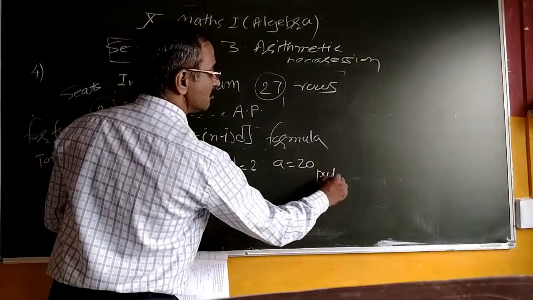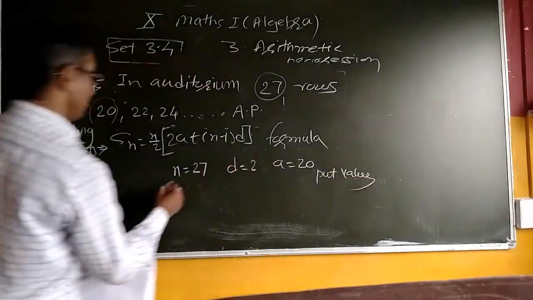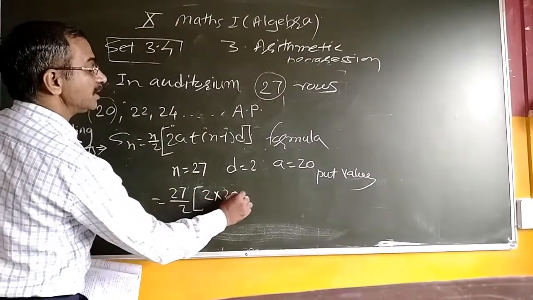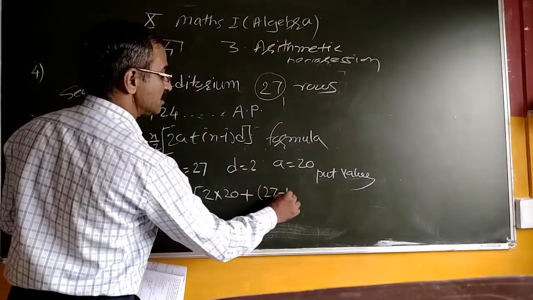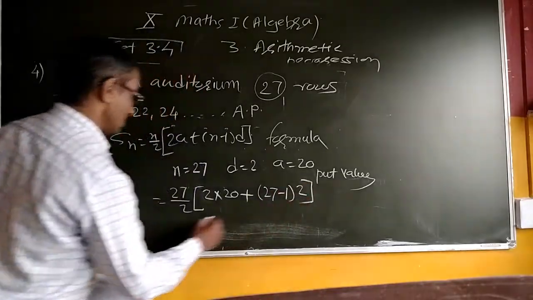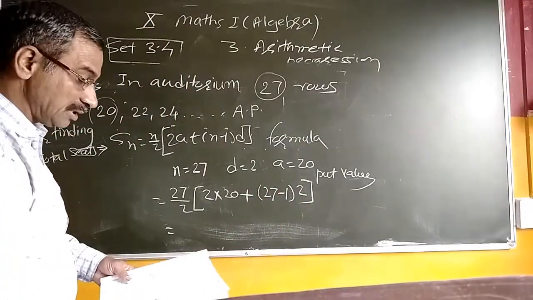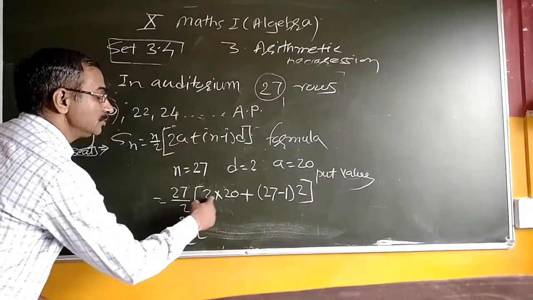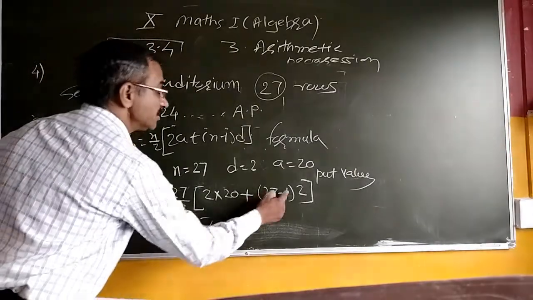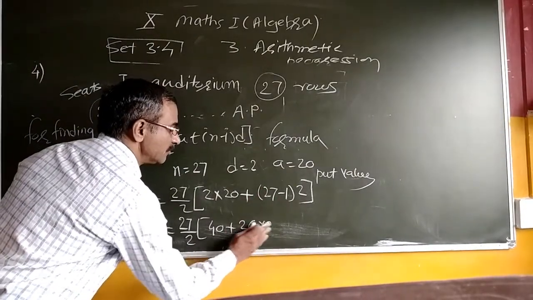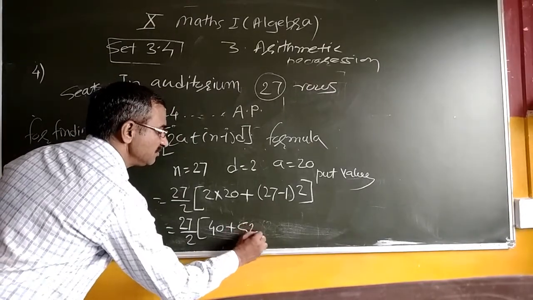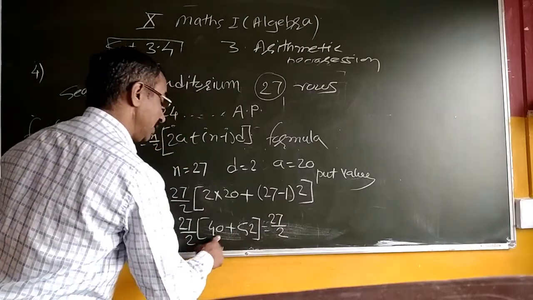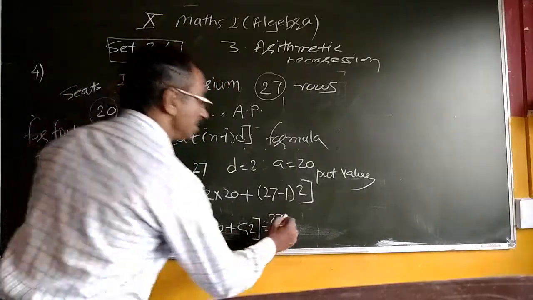So by putting the values, n is equal to 27 by 2. Then 2 into a's value 20 plus 27 minus 1 into d, which is 2. So 27 by 2, we do not divide it, it will remain as it is. Then 2 into 20, that is 40, plus 27 minus 1, 26 into 2. We write directly, it is 52. So the sum is 27 by 2 into 40 plus 52, that is 92.